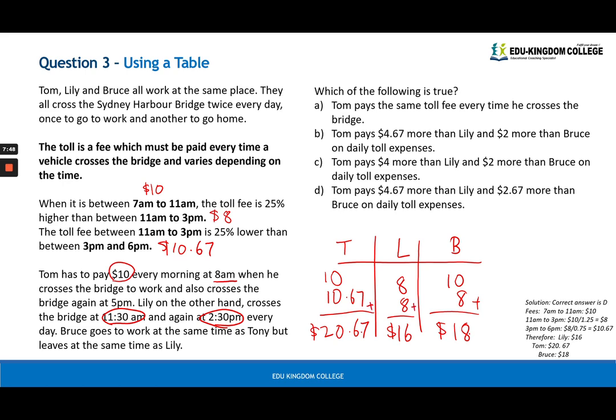Now using these values, you can compare and see which one is true. The answer is D. Tom pays $4.67 more than Lily, so these two, and $2.67 more than Bruce, these two. Hopefully that makes sense to you guys. Let's move on.